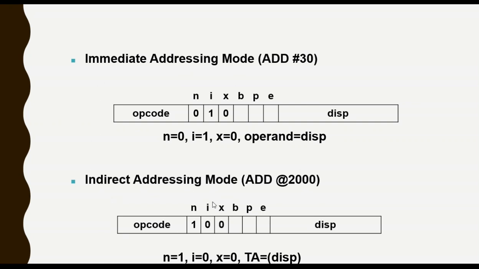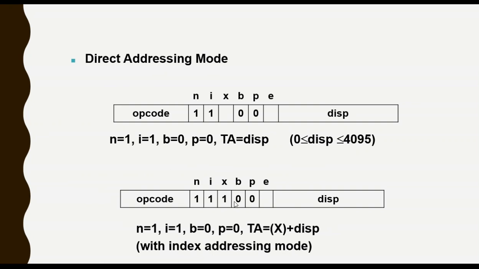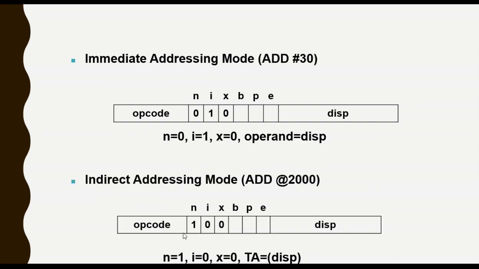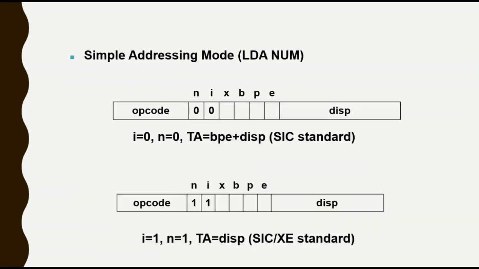Then indirect addressing mode, N will be 1. Okay, so this is indexed. So indexed means the X flag, X will be 1. Sorry, I said N. For index, X will be 1. Indirect means N will be 1. So the target address is the content.